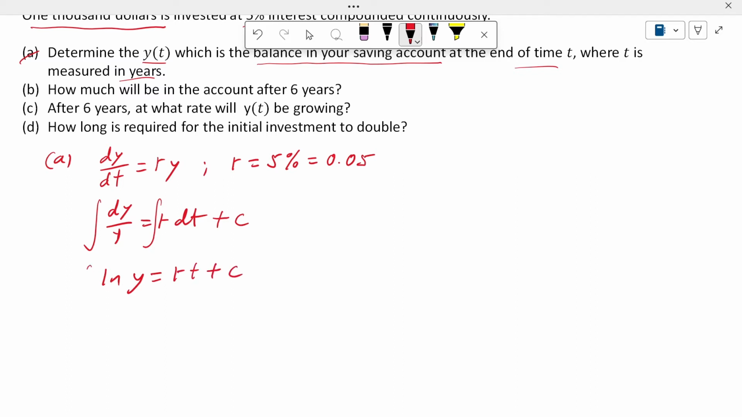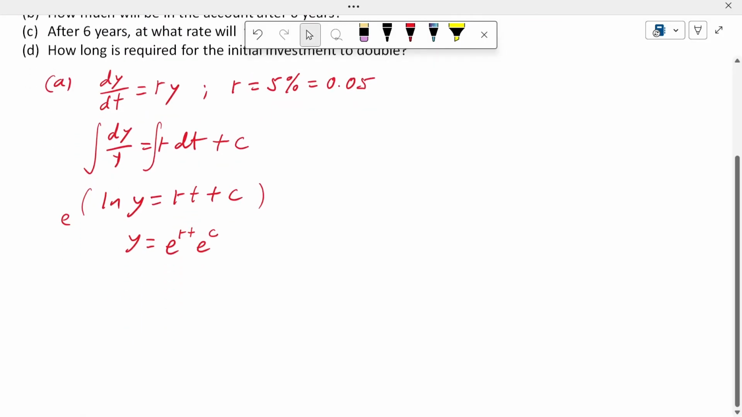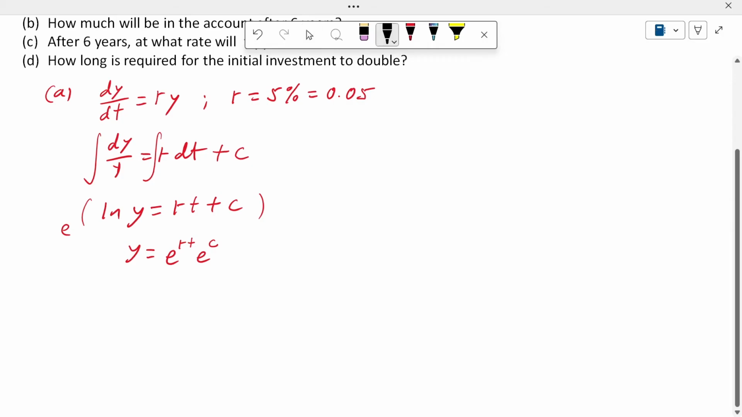Then we multiply by the exponential on both sides. Then we get y equal to exponential r t times exponential C. We can rewrite exponential C as one symbol. That means we have y is equal to C exponential r t.